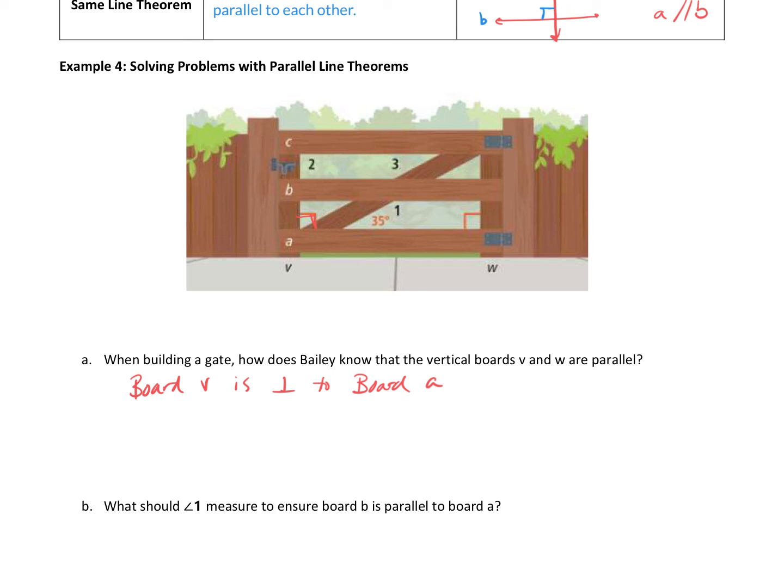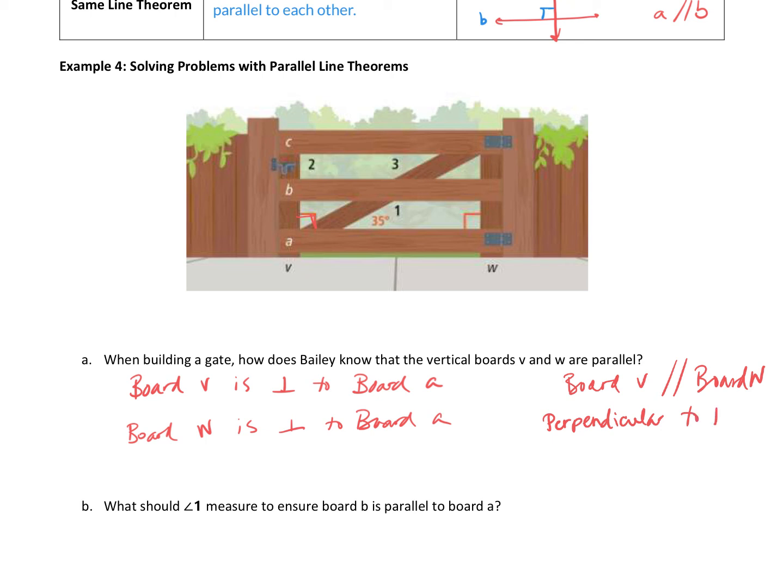Let's take a look at board W over here. Well, board W has that same right angle, so we know that board W is also perpendicular to board A. Well, what does that mean? If you have two lines, or in this case boards, that are perpendicular to the same line or board, that means that board V is parallel to board W. And that is the perpendicular to the same line theorem.